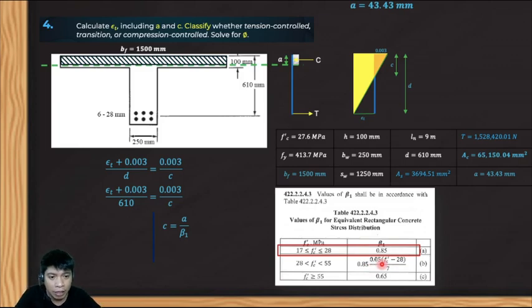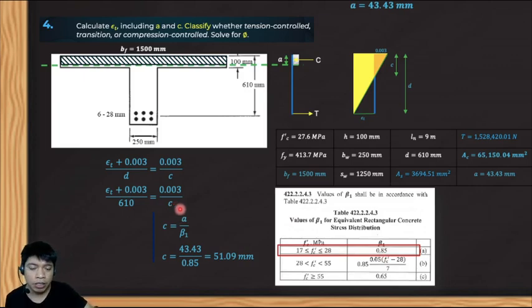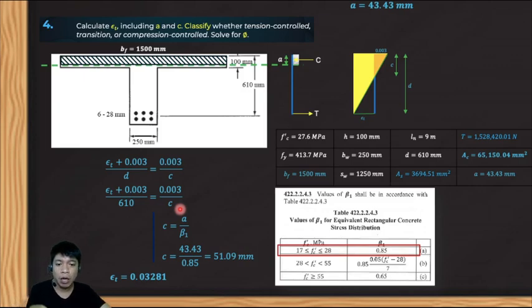Kasi nasa gitna iyong ating f sub c prime nga is 27.6, which is below pa siya sa 28 megapascal. So 0.85 siya. Okay, so substitute, guys, para sa ating value ng C, makokompute natin ang value ng C na 51.09 millimeters. Ngayon, pag sinubstitute natin ang C dito sa ating ratio and proportion sa taas, then makakompute natin si tension strain, and the tension strain will become equal to 0.03281. Okay? So iyon na, guys, na-compute na natin dito si tension strain.